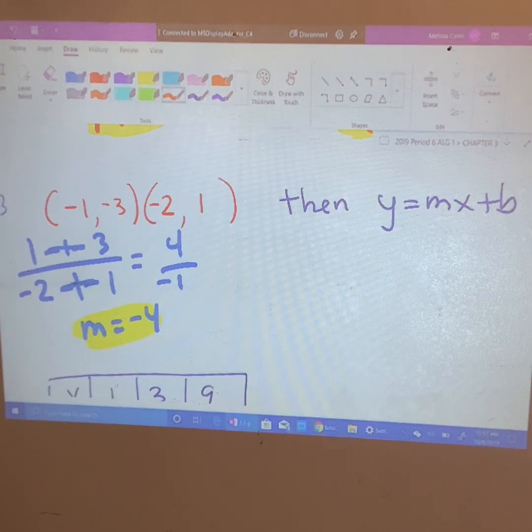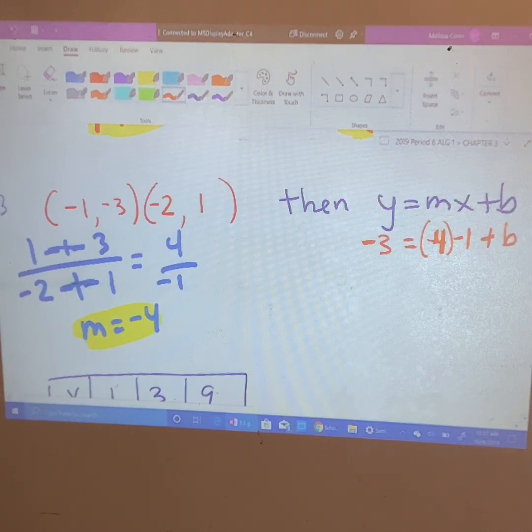And I'm going to come over to my formula, and I'm going to put that right in my formula right here, negative 4. And I'm going to pick an x and a y. Now, they all have negatives, so I just have to be confident in my negatives. I'm going to still pick this first one, where x is -1. I'll write it right here. And y is -3. And then put plus b.